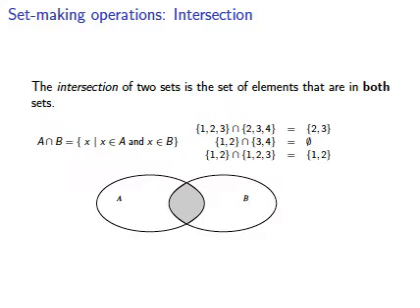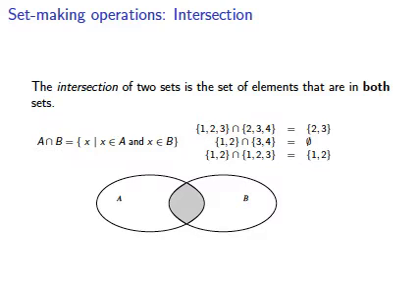If A is the set 1, 2, 3 and B is the set 2, 3, 4, then the intersection of A and B is the set of elements in both, namely 2, 3, the only two elements that are in both A and B. If A and B have nothing in common, such as the set 1, 2 and the set 3, 4, then their intersection is the empty set. Notice that does not mean that there is no intersection. They have an intersection, all right, just that that intersection is empty.